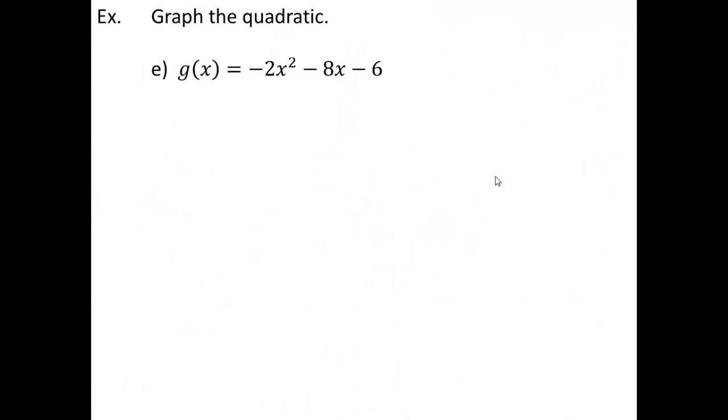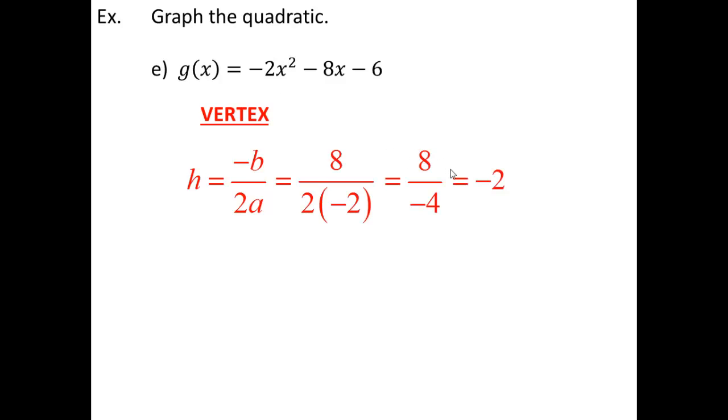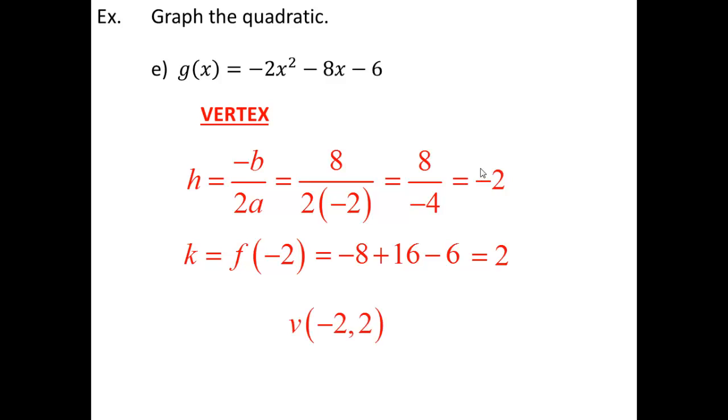All right, let's look at this one. Start off the same way, finding the vertex. I've got -8 as my b value, -2 as my a value. Plug and chug, I get -2 as my h value. Plug and chug again, I get 2 as my k value. So my vertex is at -2, 2. My a value is -2, so instead of my odd number pattern 1, 3, 5, it's going to be 2, 6, 10, but again, the negative means it's opening down.